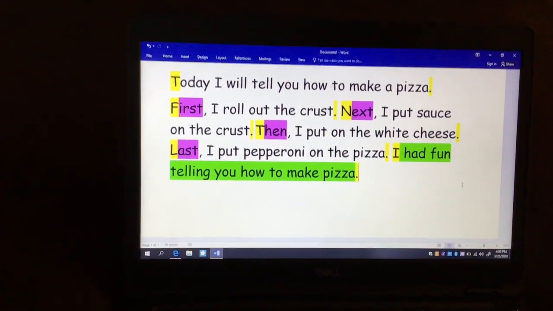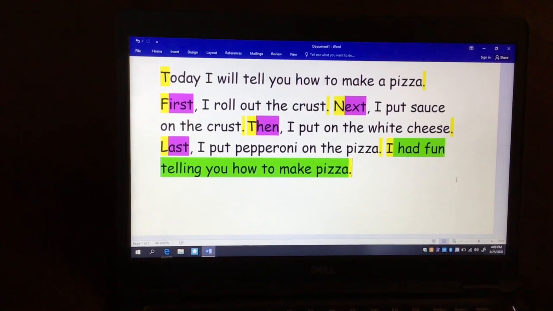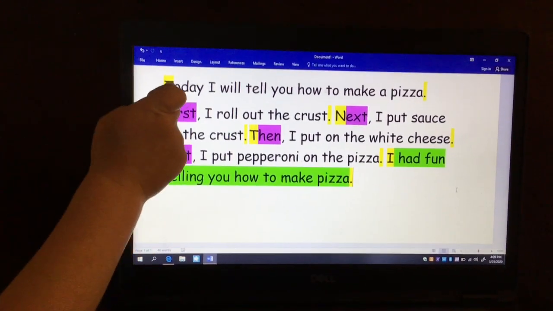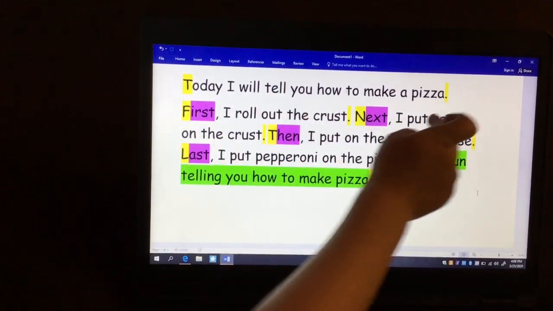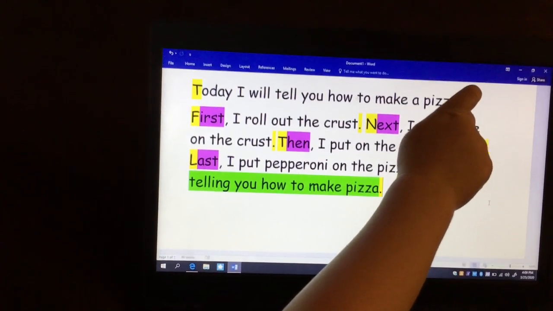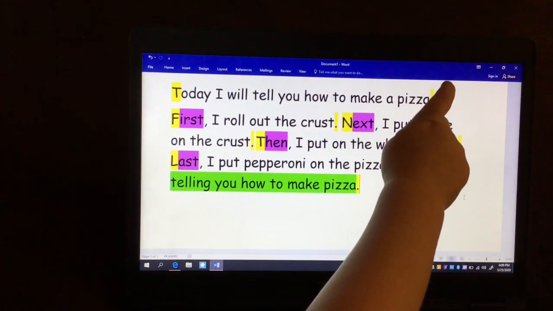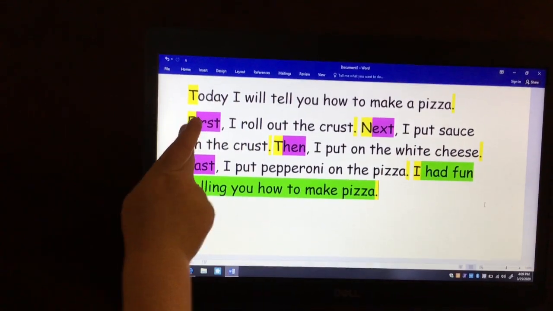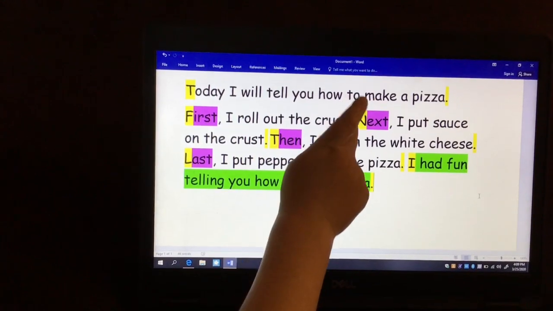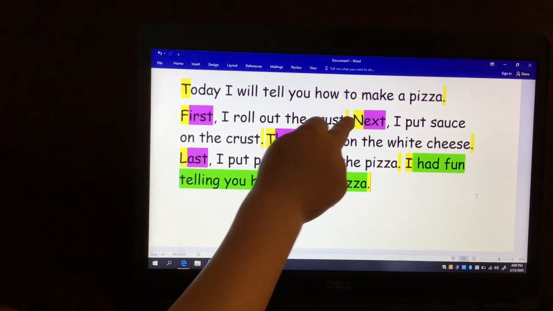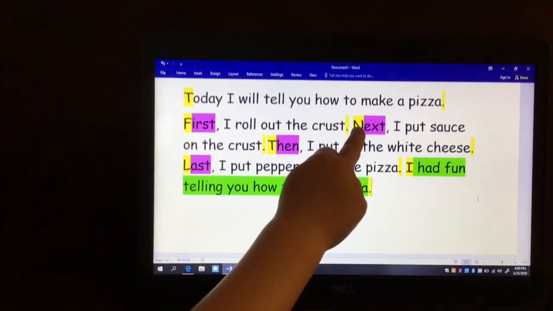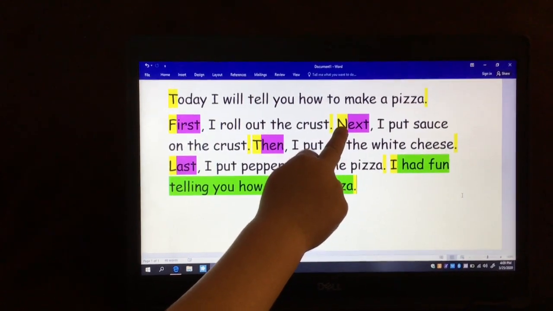Okay, Joey, in the first sentence, today I will tell you how to make a pizza. Can you point to the capital? And then, did I end with a period? Great. In sentence 2, first I roll out the crust. Can you show me where the capital is? And did I end with a period? Great job. In my third sentence, next, where's my capital? I put the sauce on the crust. Where's my period?